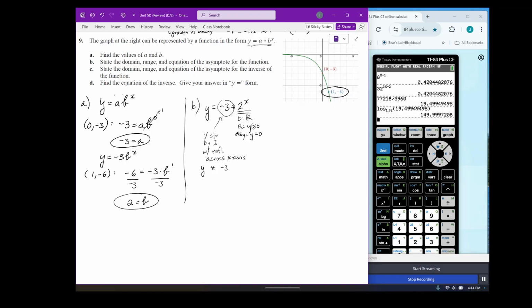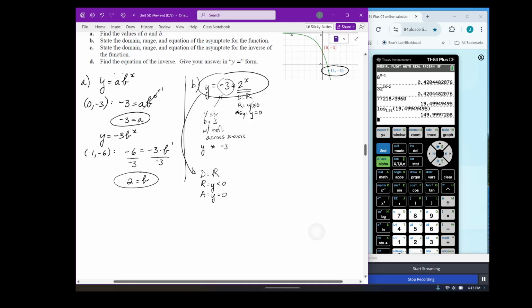So for the domain, range, and asymptote of our actual function, the domain is going to be all real numbers still. The range is going to be y is less than 0. And the asymptote is going to be y equals 0. Okay, so that's the answer to B.